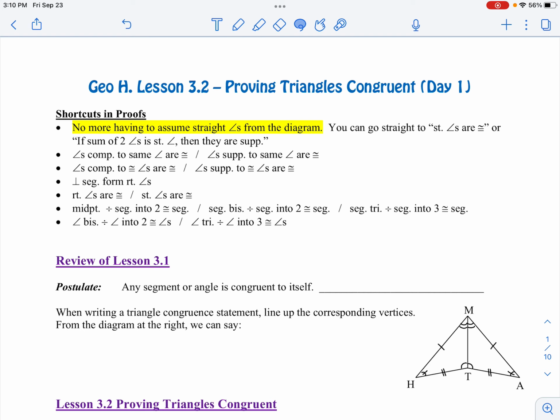First one, it's already highlighted, no more assuming straight angles. You'll just go straight to saying straight angles are congruent or sum of two angles is straight angle, then they're supplementary. These two bullets you've already been doing since day one. Next is your 2.1 definition, no more if-then statement, just perp, seg, form, right angles, done, beautiful.